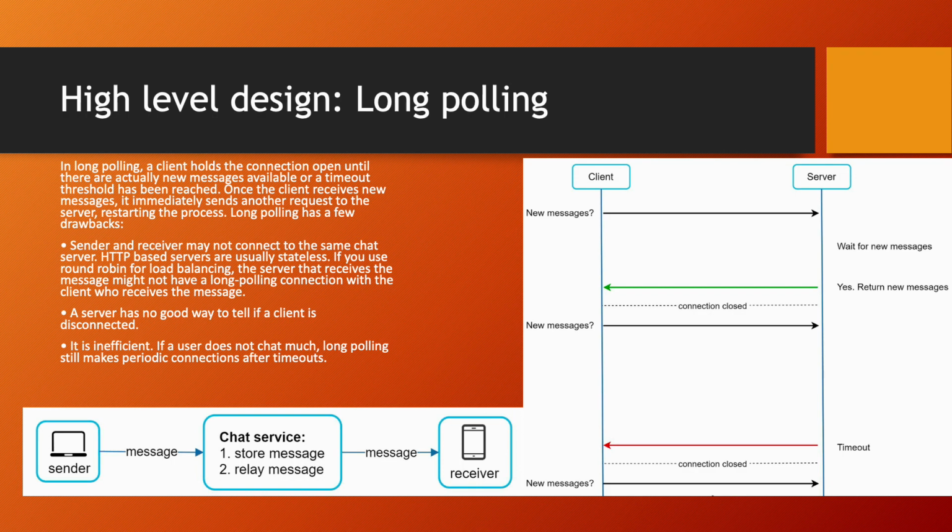So on the right hand side diagram, we can see there's a client, it asks, is there a new message? Server waits for new message. Yes, it returns the new message. Then the connection is closed. Then again, after some time, client asks, are there new messages? Nope, timeout.